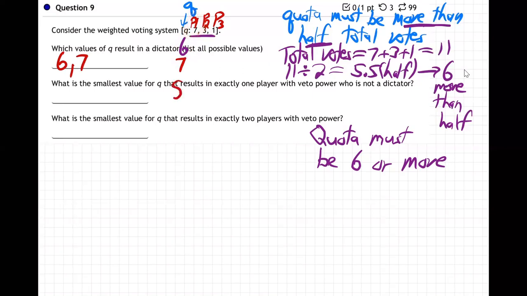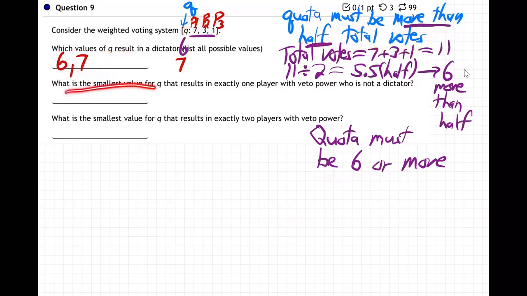If it was 8, now player 1 is not a dictator. So we don't include 8. We include 6 and 7. If the quota was 6 or 7, player 1 would be a dictator because he has that many votes. And it can't be any lower than 6. The quota has to be 6 or more because it has to be more than half of the total votes.